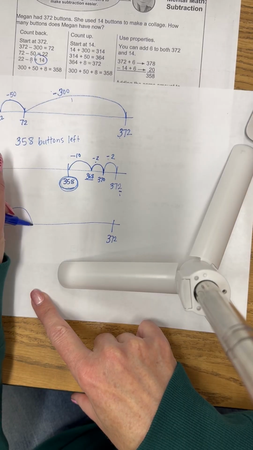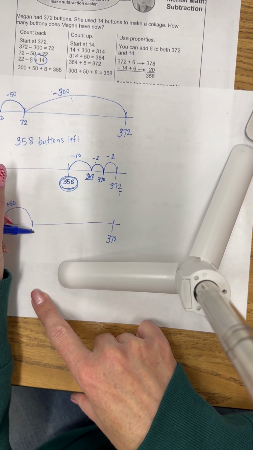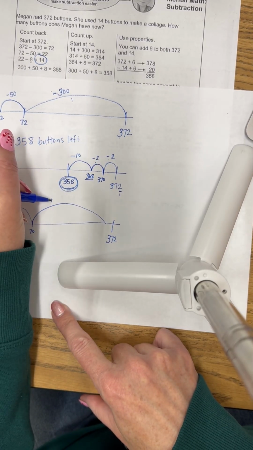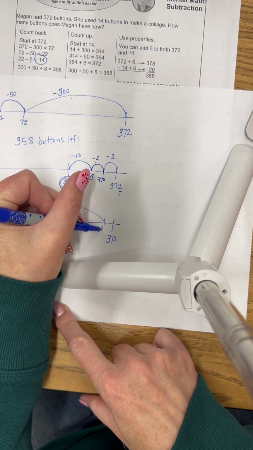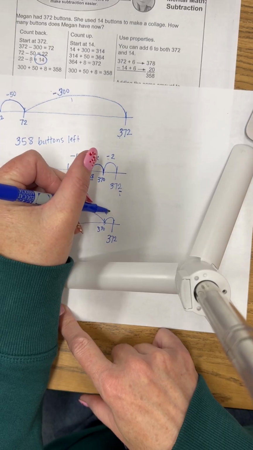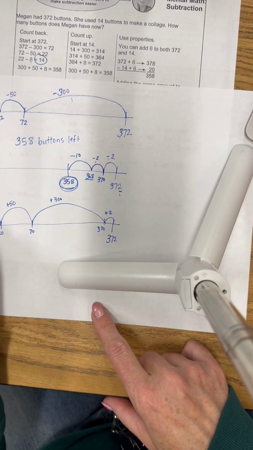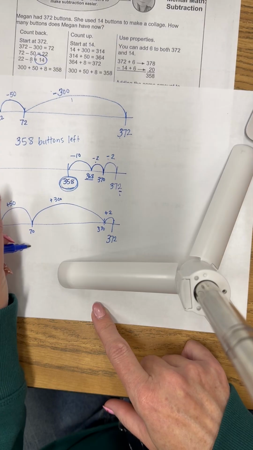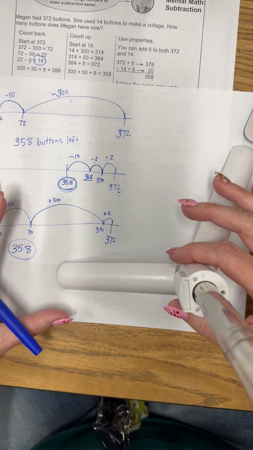So I'll jump 50. That's going to take me to 70. Now I can jump 300. That's going to land me at 370. And then I'll just jump 2 more. And that's going to land me at 372. So then I would add all of these together. I have 350. And in my ones place, I have 6 plus 2, which is 8. So you can see I'm getting the same number in all of these examples.